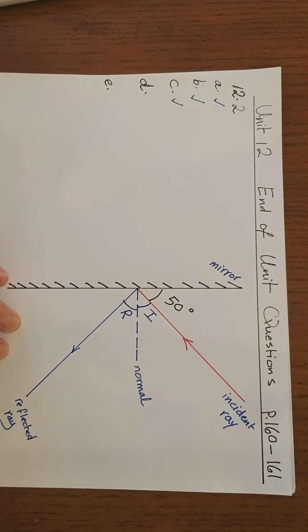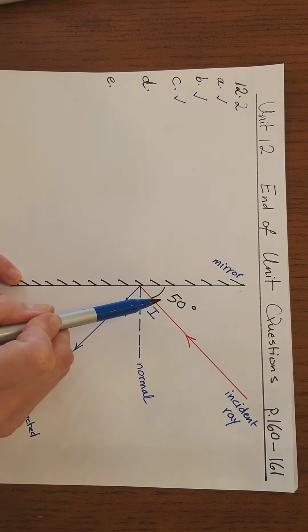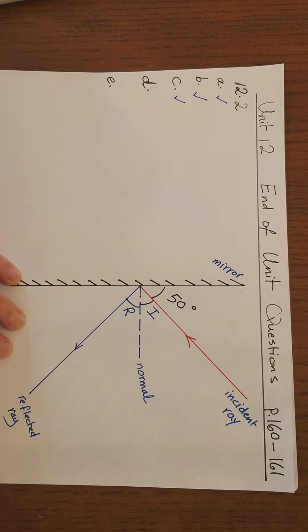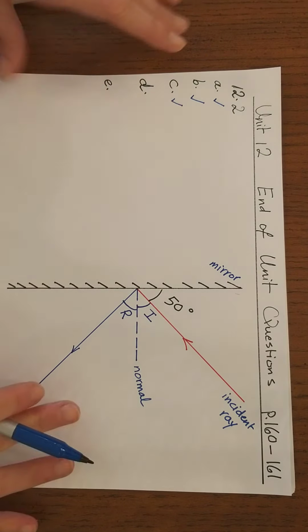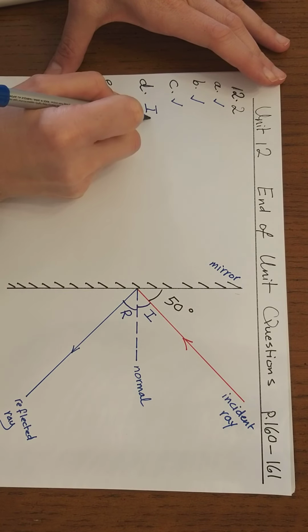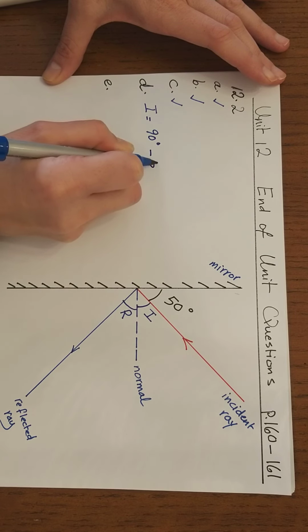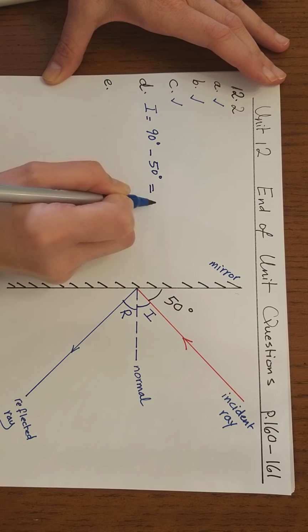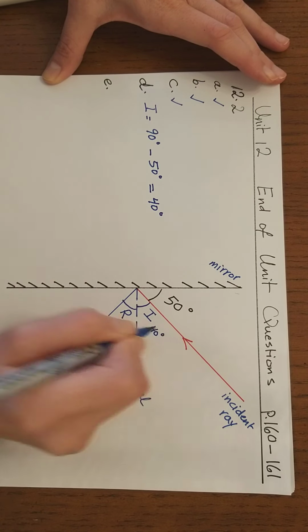Okay, C is done. D, calculate the value of the angle of incidence. How am I going to calculate the value of the angle of incidence? I know the angle between the mirror and the incident ray. I know that the angle between the mirror and the normal is 90. So the angle of incidence, I, equals 90 degrees minus 50 degrees, and it equals 40 degrees. So the value of the angle of incidence is 40 degrees.